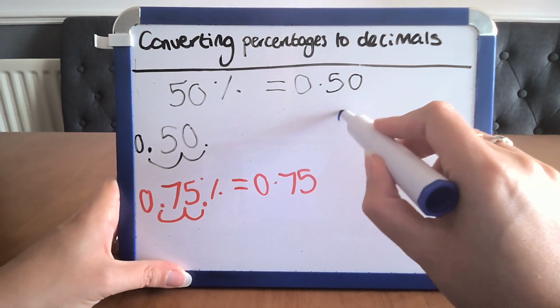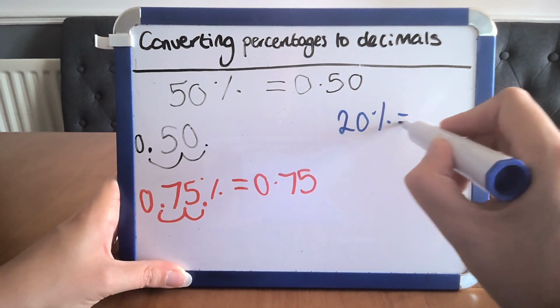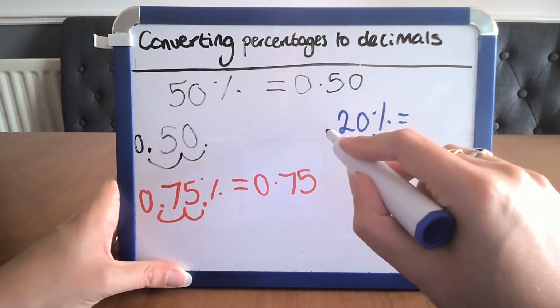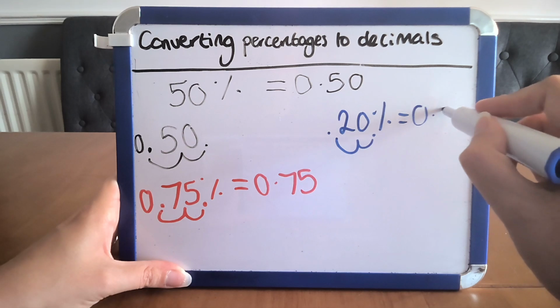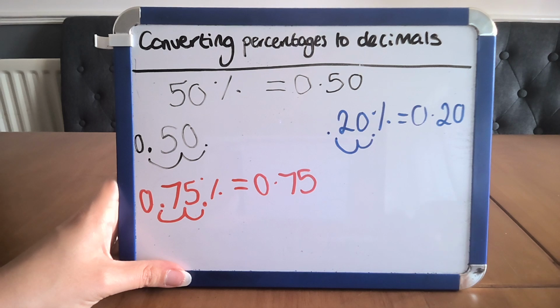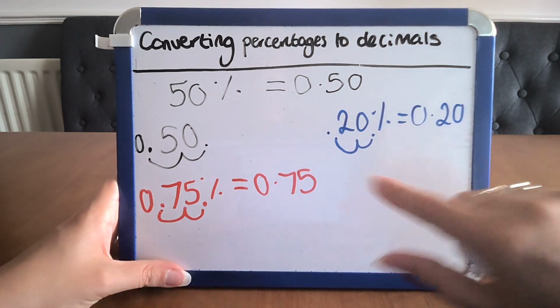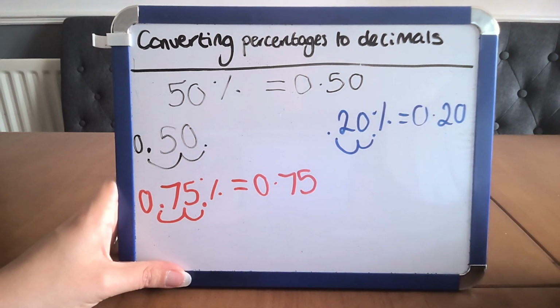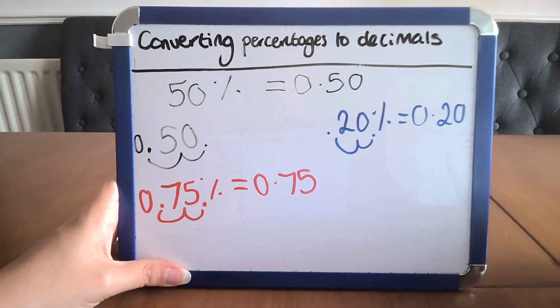For example, if we take 20% and we imagine our decimal point is here and we move it over 2, it ends up here, which means it's 0.20. So by moving the decimal point this way 2 spaces, you are technically dividing it by 100. You're going to get the same answer.